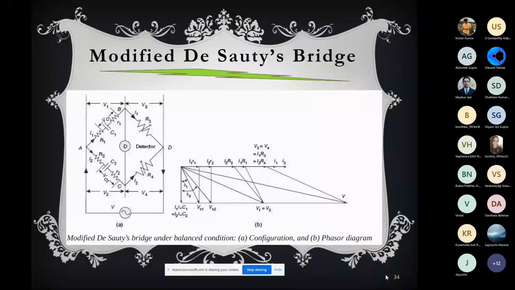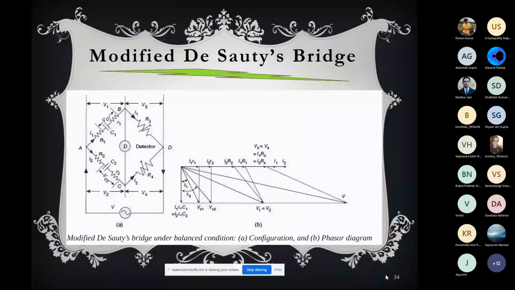How is it modified? You see that the AB arm will be C1, and now we are considering the resistance associated with the capacitance. If there is a dielectric, then resistance will come, dielectric loss will come. Earlier we considered a pure capacitance, not coming with a resistance. And we mentioned that if dielectric loss is very small, that means tan delta tends to 0, then it is very beautiful.